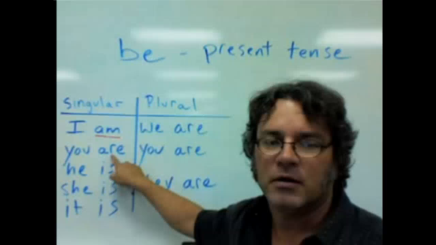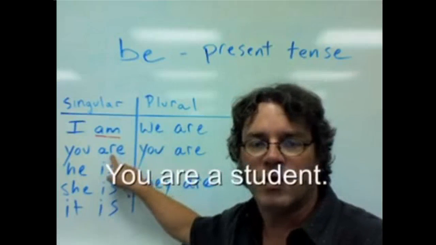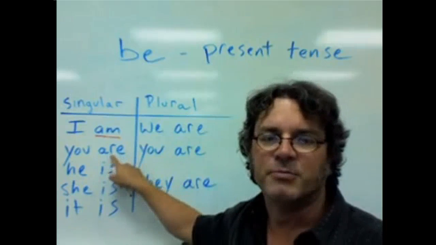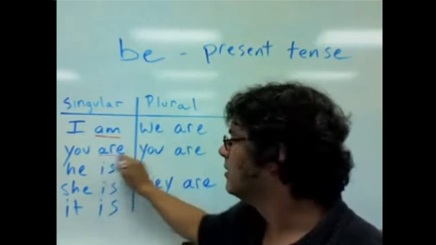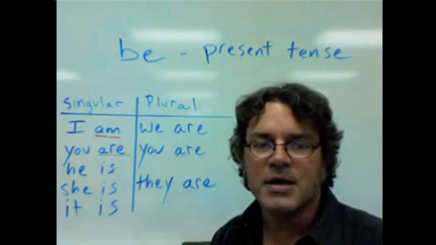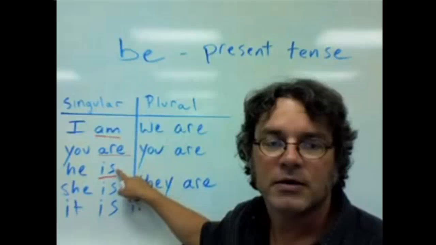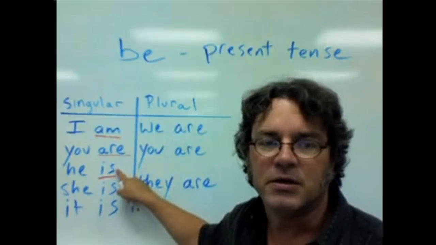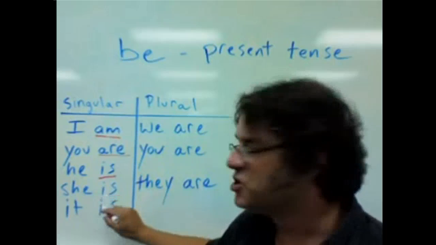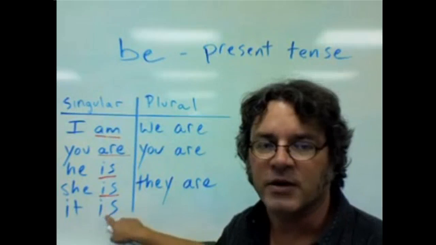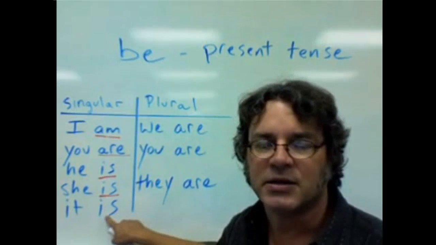You are. You are a student. This is the verb be. Are. You are. He we use for a man. He is. This is the verb be. For a woman, use she. She is. And for a thing, you also use is.